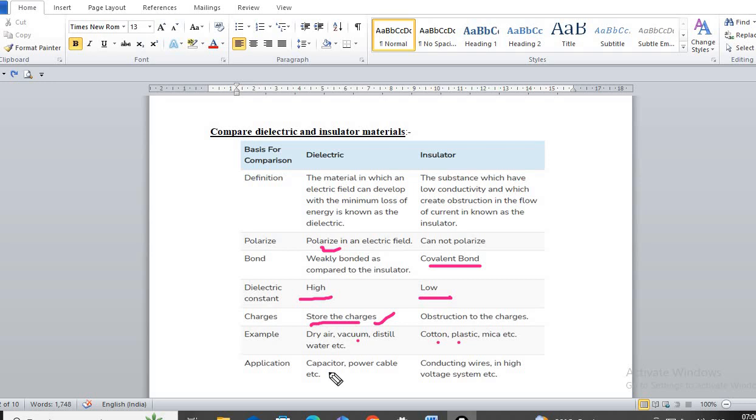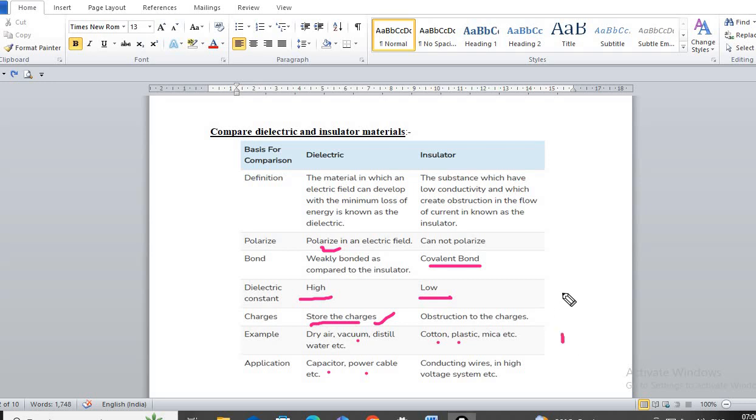Applications: capacitor, obviously power cable. So you can use this one. So we'll come to this point, what are the applications of the dielectric materials. Now here, depending on their application, means the conducting wire, insulation.